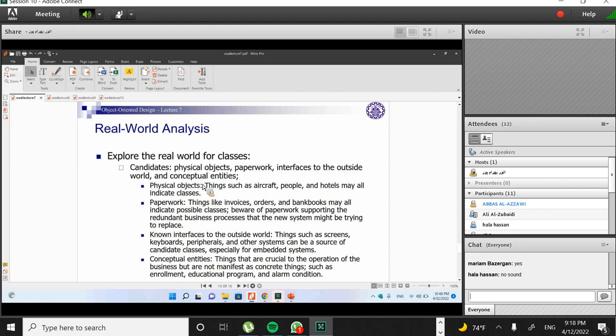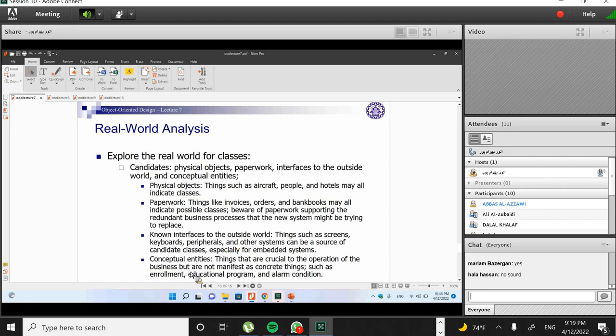Physical objects, things such as aircraft, people, hotels, all of them may indicate classes. Paperwork, things like invoices and orders in an order processing system, bank books, may all indicate possible classes. Beware of paperwork supporting redundant business processes that the new system might be trying to replace.